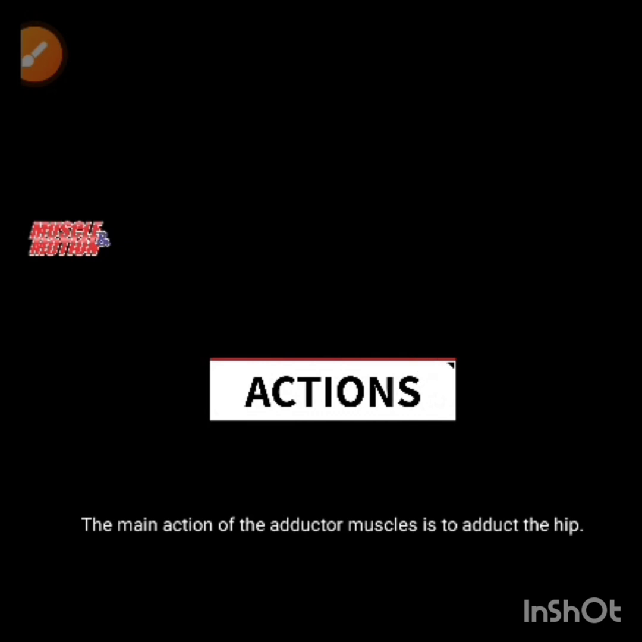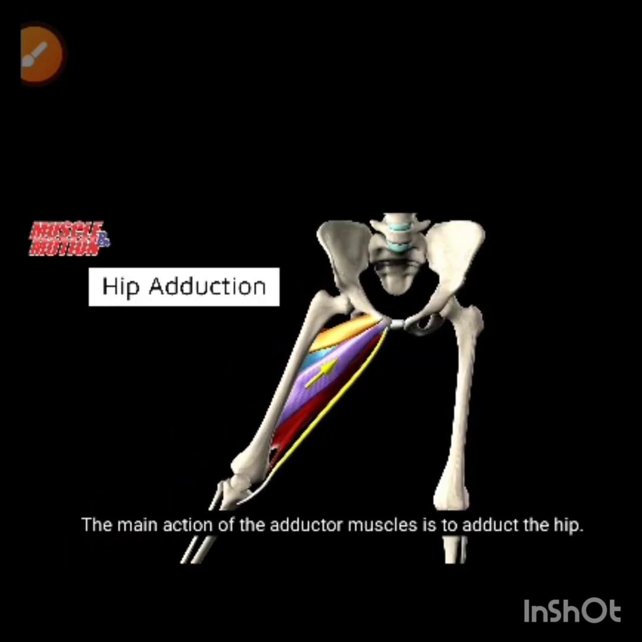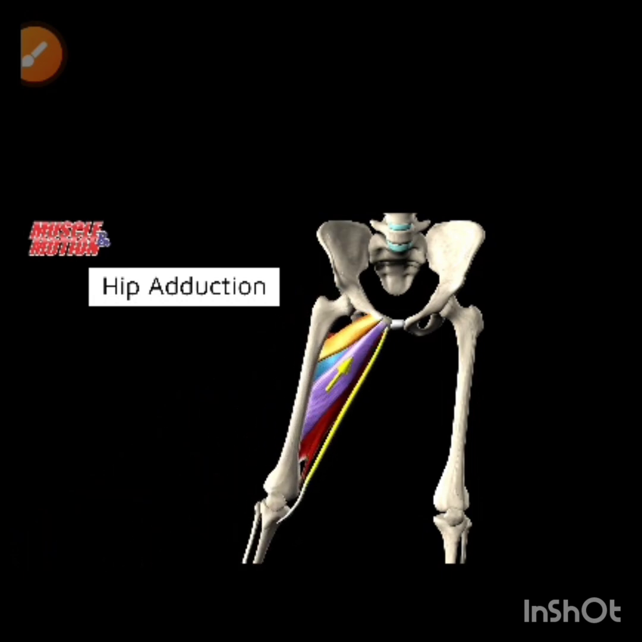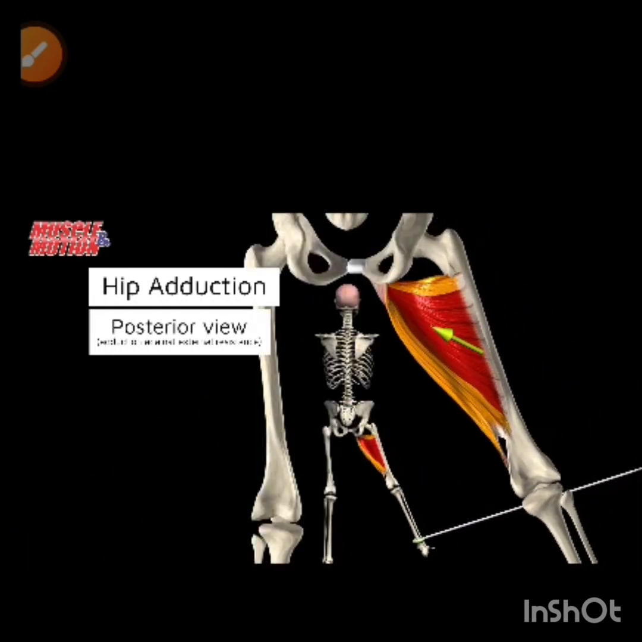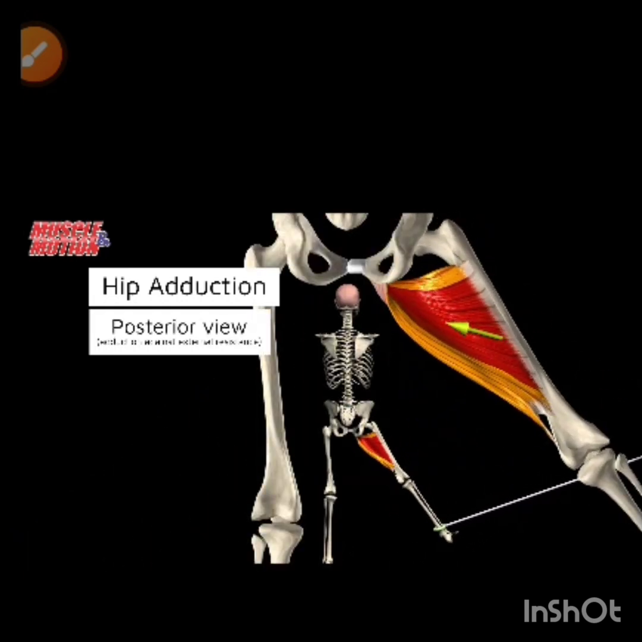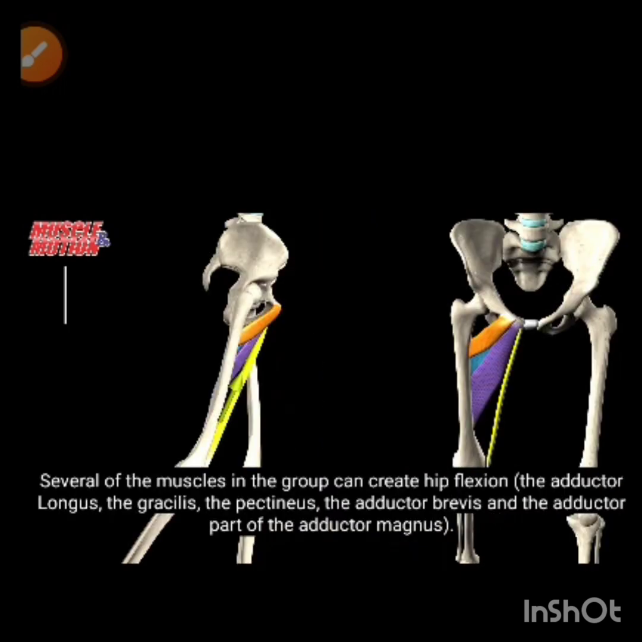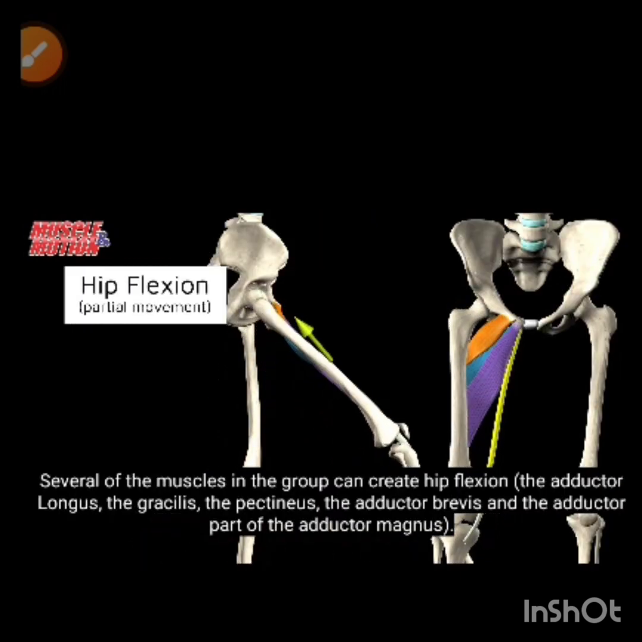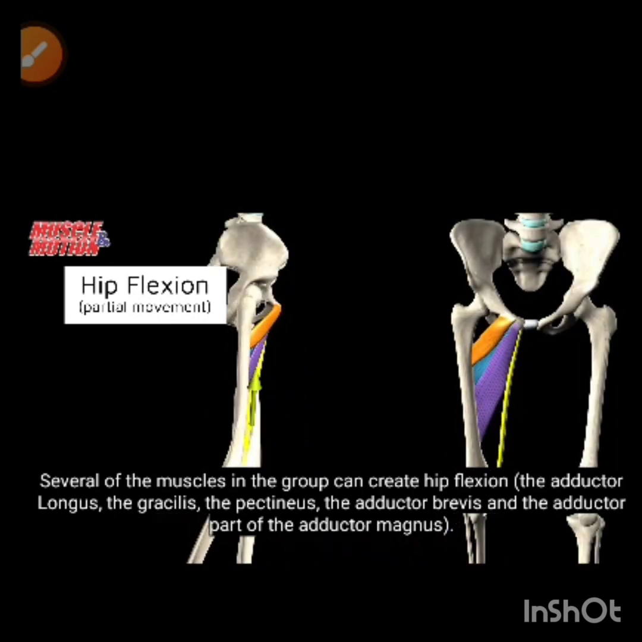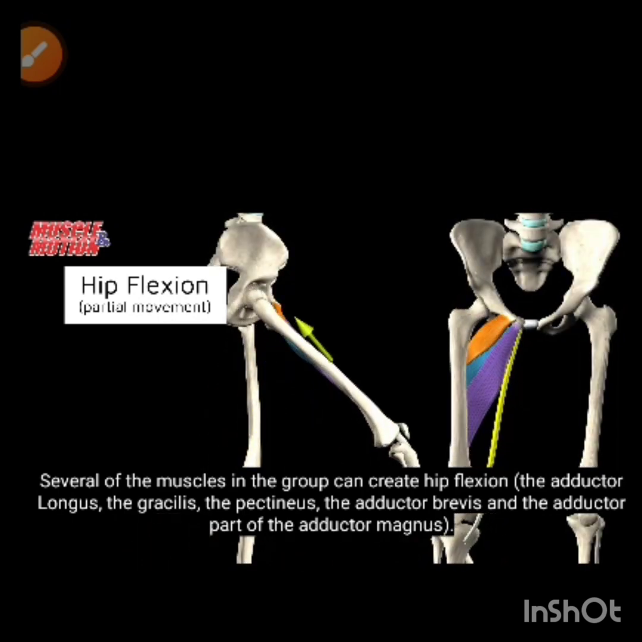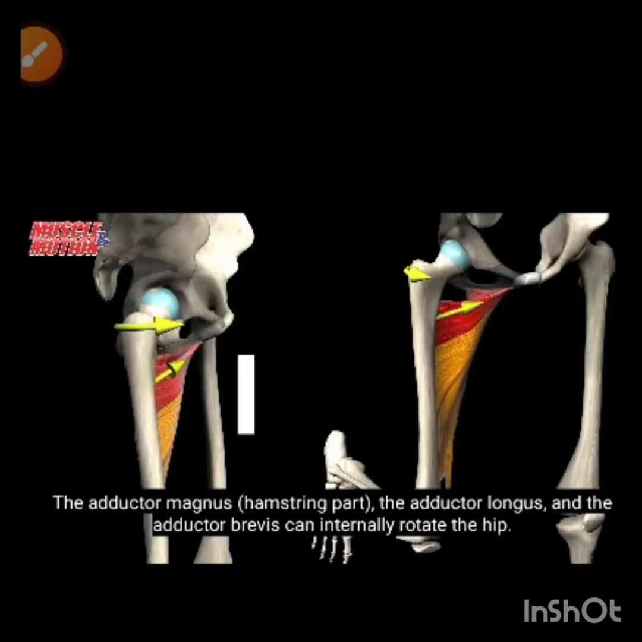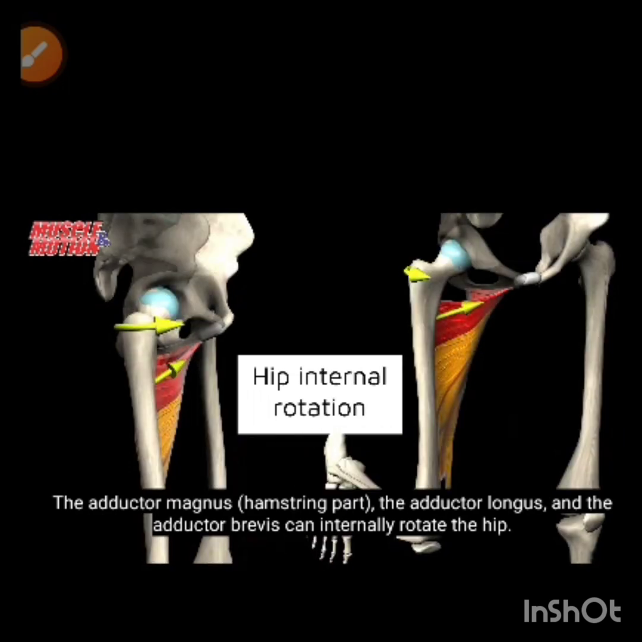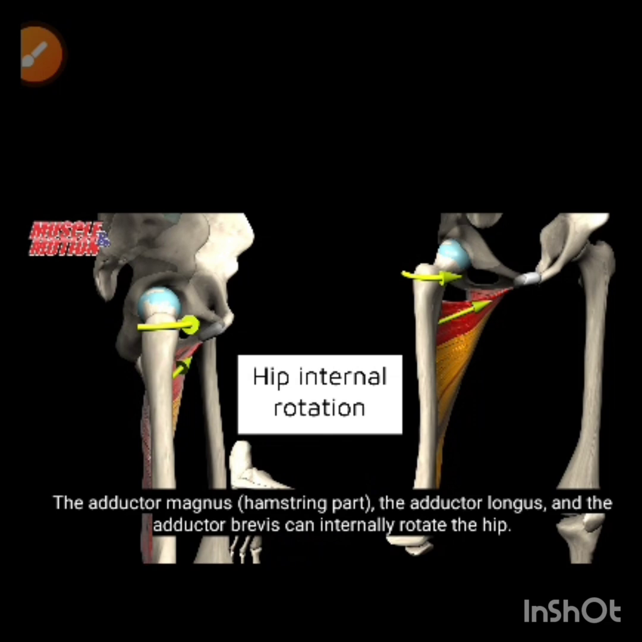The main action of the adductor muscles is to adduct the hip. Several of the muscles in the group can create hip flexion: the adductor longus, the gracilis, the pectineus, the adductor brevis, and the adductor part of the adductor magnus. The adductor magnus hamstring part, the adductor longus, and the adductor brevis can internally rotate the hip.